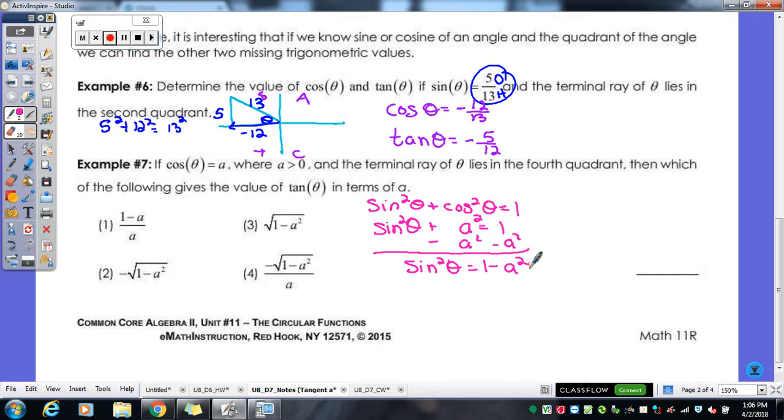And then how do I get just sine? Take the square root. But keeping in mind, we are in the fourth quadrant. Is sine positive or negative there? Negative. So we want the negative square root of 1 minus A squared. That is going to be sine. So now, tangent is sine, which is this, over your cosine. So which one matches that?